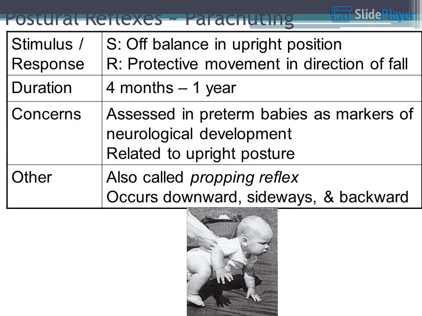Postural reflexes: parachuting. Stimulus, response: off balance in upright position, protective movement in direction of fall. Duration: 4 months, 1 year. Concerns: assessed in preterm babies as markers of neurological development related to upright posture. Other: also called propping reflex. Occurs downward, sideways, and backward.